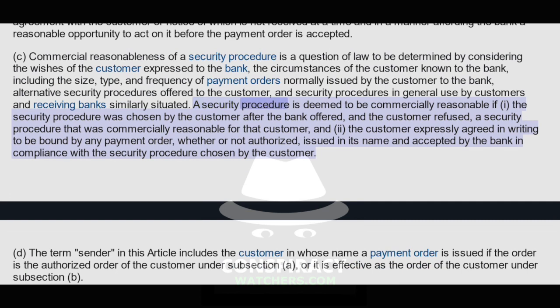A security procedure is deemed to be commercially reasonable if the security procedure was chosen by the customer after the bank offered, and the customer refused, a security procedure that was commercially reasonable for that customer, and the customer expressly agreed in writing to be bound by any payment order, whether or not authorized, issued in its name and accepted by the bank in compliance with the security procedure chosen by the customer.